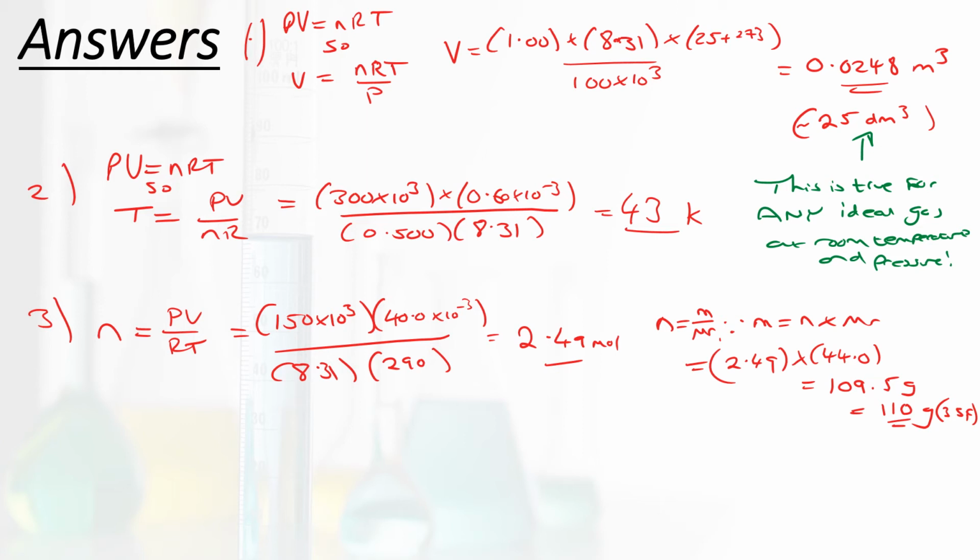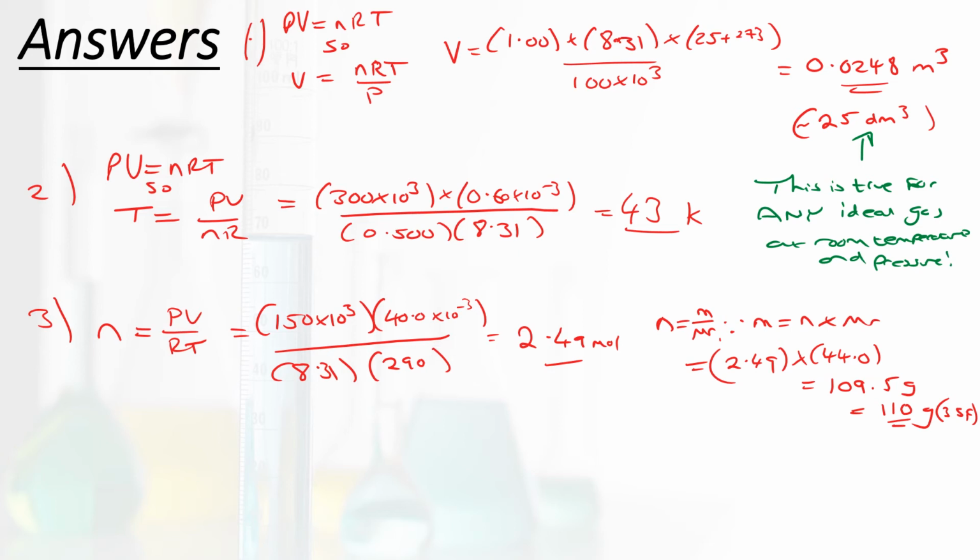Also notice again the use of significant figures. So we have to give our answer to the minimum number of significant figures. The 300 kilopascals is 3 significant figures. The 0.500 moles is 3 significant figures. The gas constant is 8.31, that's 3 significant figures. But our volume was given to us as 0.60. That's 2 significant figures, so we have to give our answer to 2 significant figures.